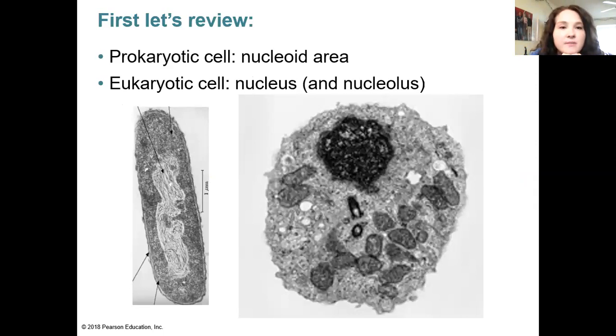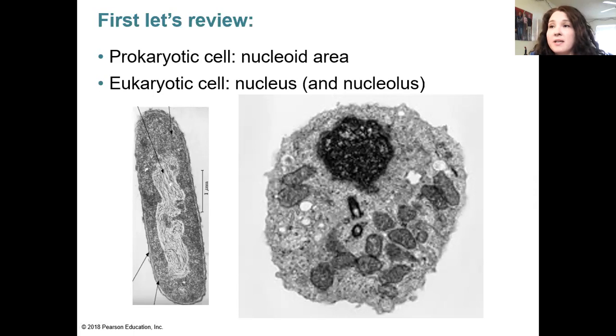All right, let's do a little bit of review again. Prokaryotic cells have a nucleoid area right there, and the eukaryotic cells have a nucleus, and they also have a nucleolus within the nucleus. And remember, the nucleolus is where the ribosomes are constructed. We're going to talk about ribosomes in a minute.